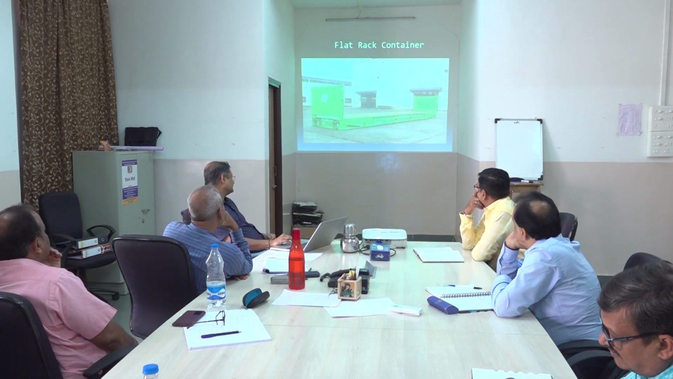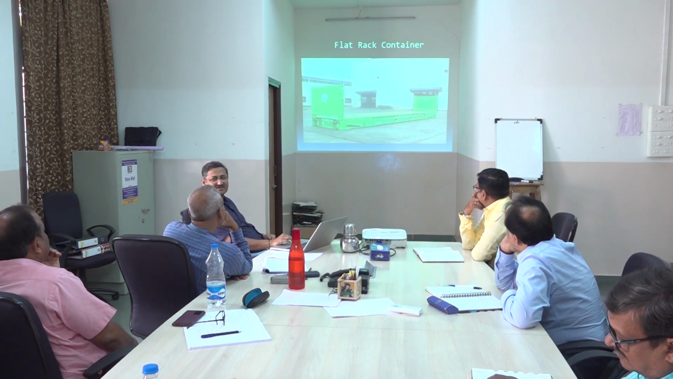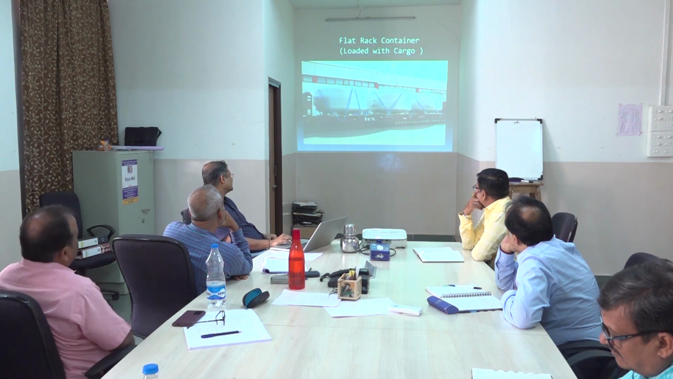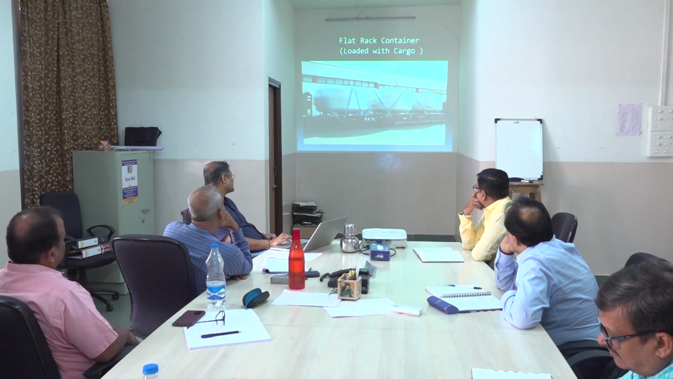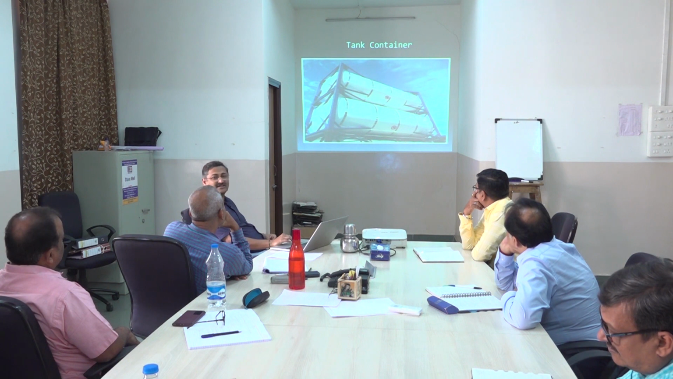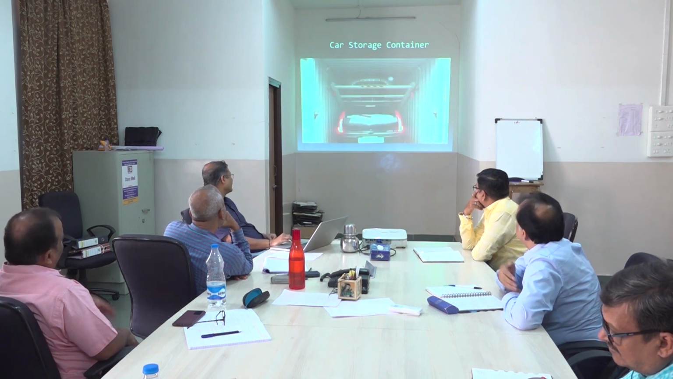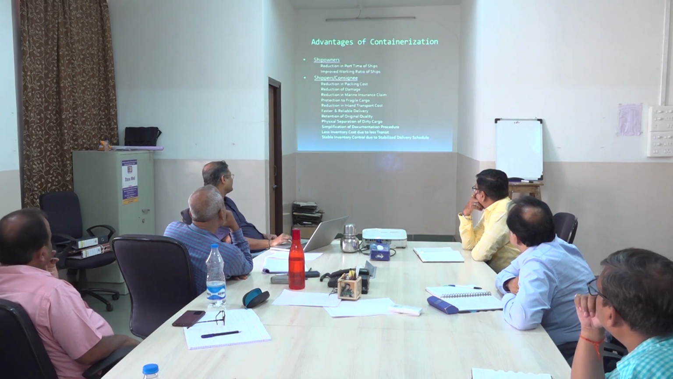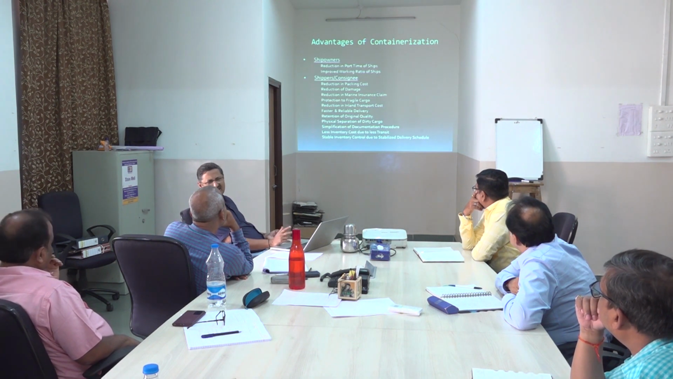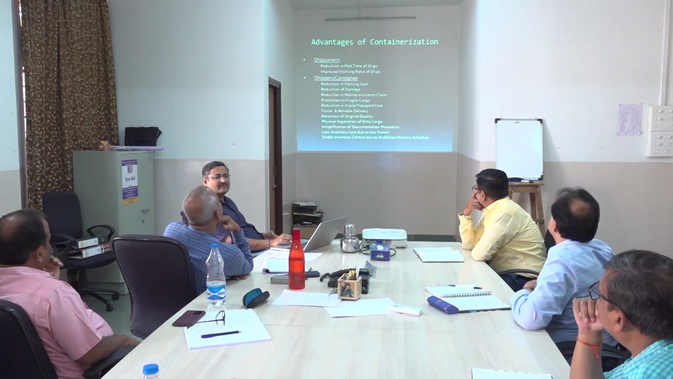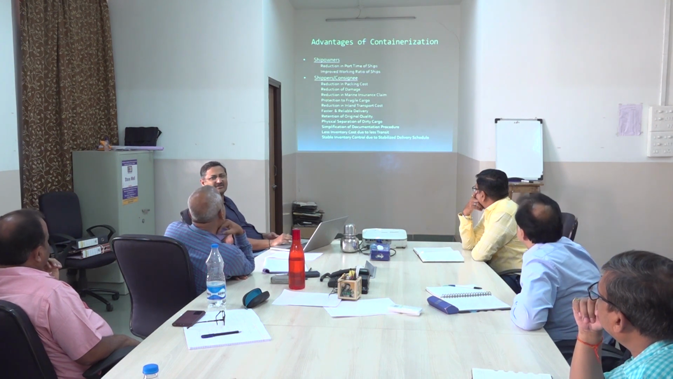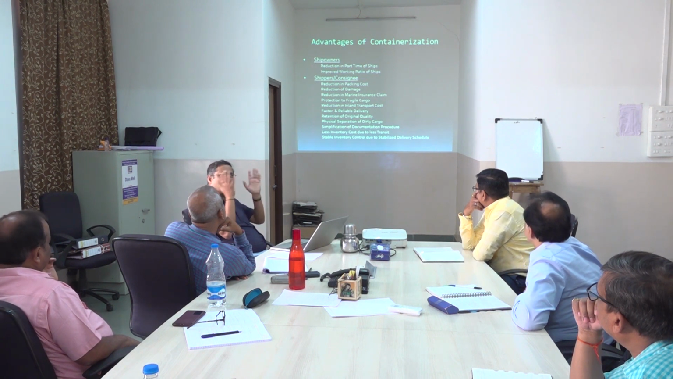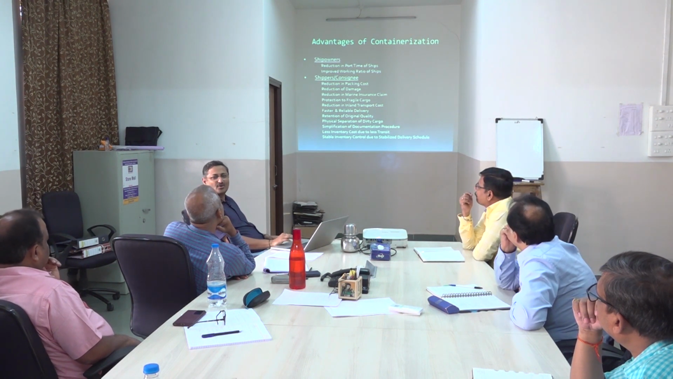Flat rack, so below there is only a rack, nothing else. Then this is loaded with cargo, some kind of coils. Tank containers are there for chemicals and kinds of storage, and car containers. So containers have many advantages. Earlier containers were not there, so there was a problem. Now containers are there, so you can plan how many containers can load in the vessel.